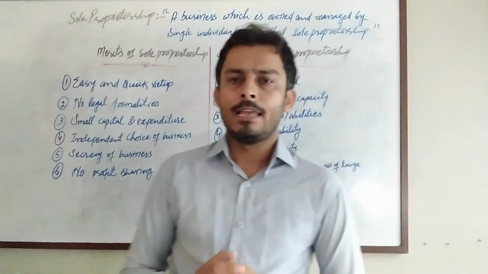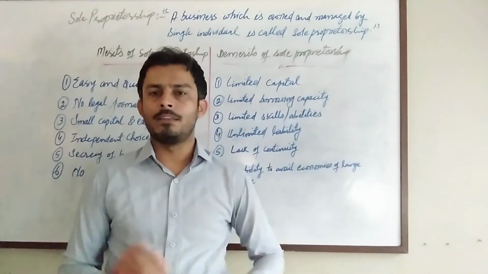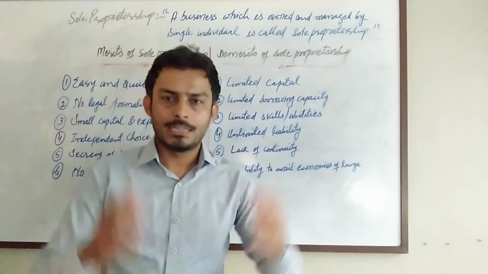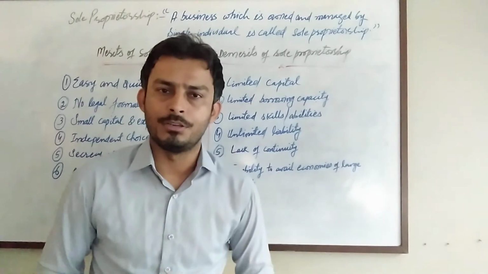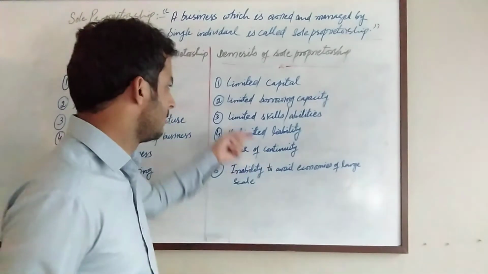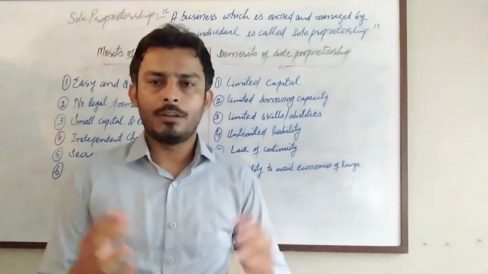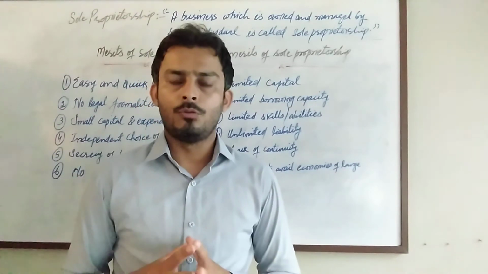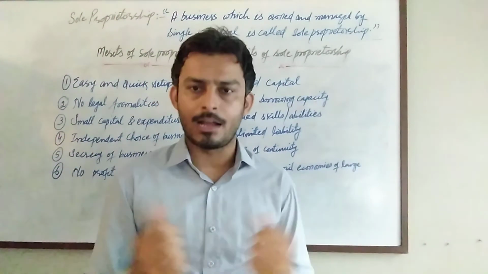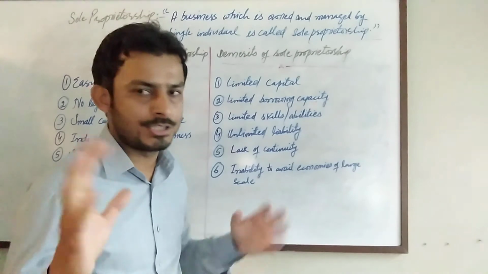Now let's take a look at the demerits of sole proprietorship. Limited capital, because you are an individual, and being an individual you might not have that much of an amount, like millions of dollars, to go and start. That is why sole traders usually have a limited amount of capital. Then limited borrowing capacity. Because it's a small business, financial institutions cannot give loans, debts, or credit in a huge amount, because the worth of the business is not that high. So being a sole trader, you can raise only limited capital for the business.